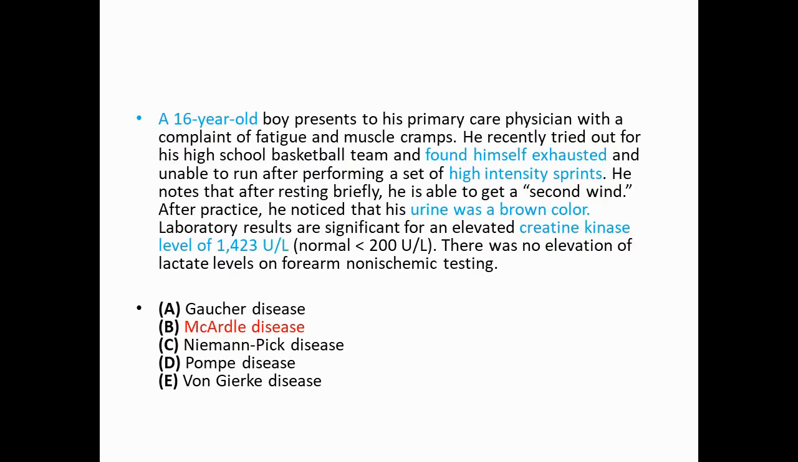So this is the second question that we have seen before. In this question, remember that I have told you there is only one disease that occurs in adolescence. In this question, there is a 16-year-old boy who found himself exhausted when he does high intensity sprints. High intensity sprints means a high amount of exercise, and his urine turned brown and his creatine kinase is above the roof, like 1423. So this suggests only one enzyme deficiency, which is glycogen phosphorylase, and this suggests McArdle's disease.